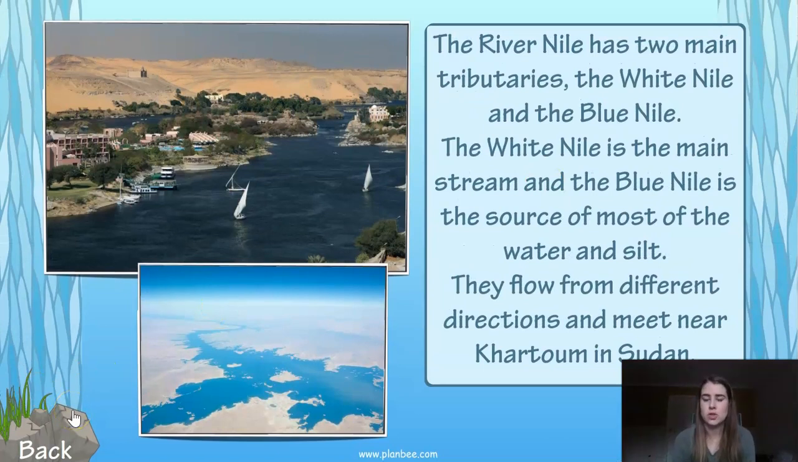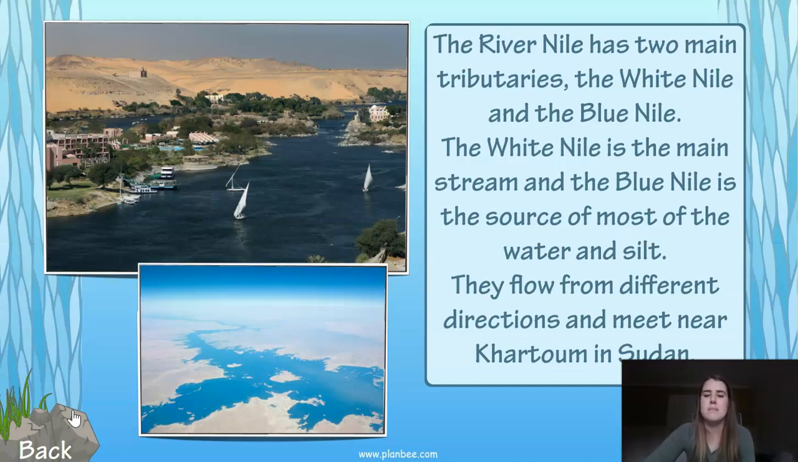So the River Nile has got 2 main tributaries. Does anyone remember what a tributary is? Okay, so it's a smaller stream or a river that then builds into a bigger one that obviously then leads out into the ocean, so to a bigger body of water. So it's got 2 main tributaries, so 2 main parts of it that split it off and take it down into the ocean. One's called the White Nile and one's called the Blue Nile.